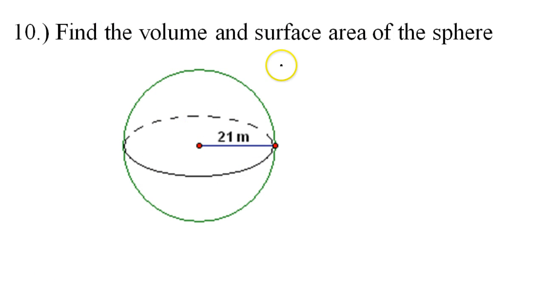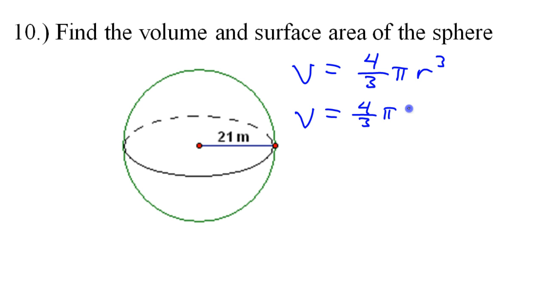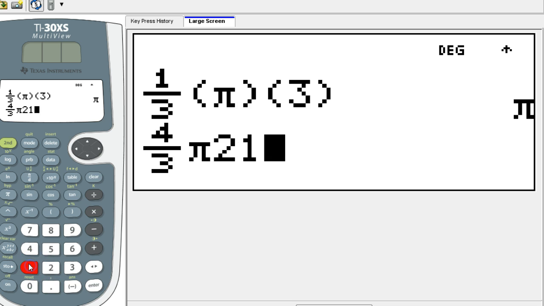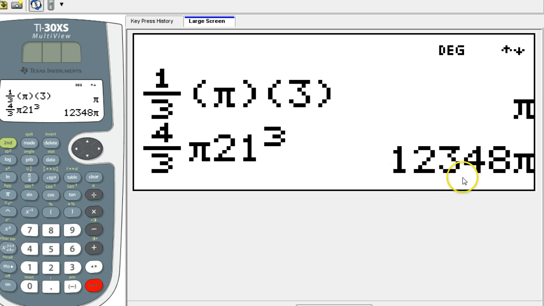All right, for number 10, we are supposed to find the volume and the surface area of this sphere. Well, the volume of a sphere is given by the formula 4/3 pi times the radius cubed. And they gave us the radius, so that makes this 4/3 pi times 21 cubed. Alrighty, so 4/3 pi times 21 to the 3rd power. So that gives us this. So if we needed an exact answer, there it is.